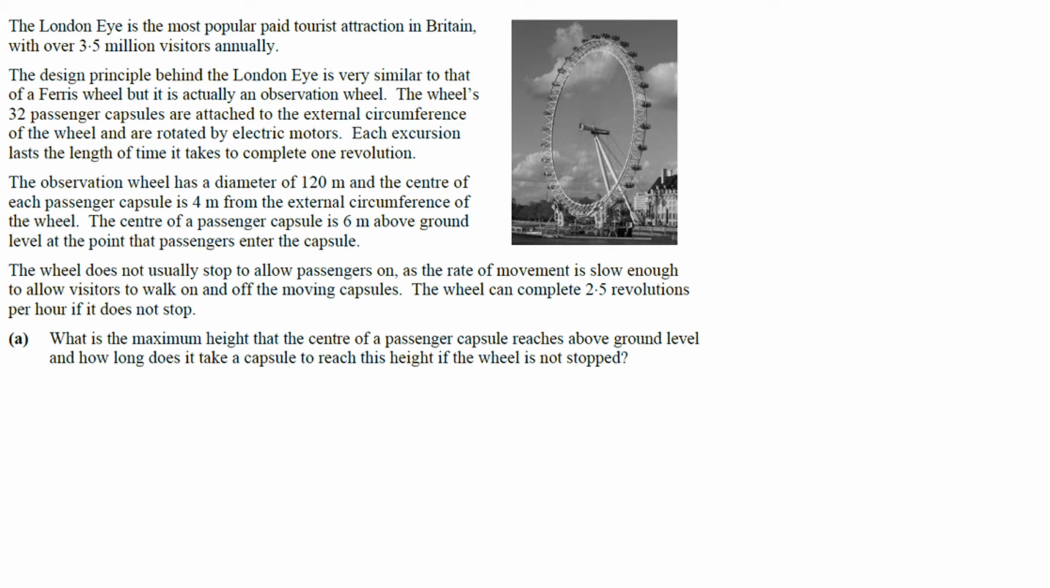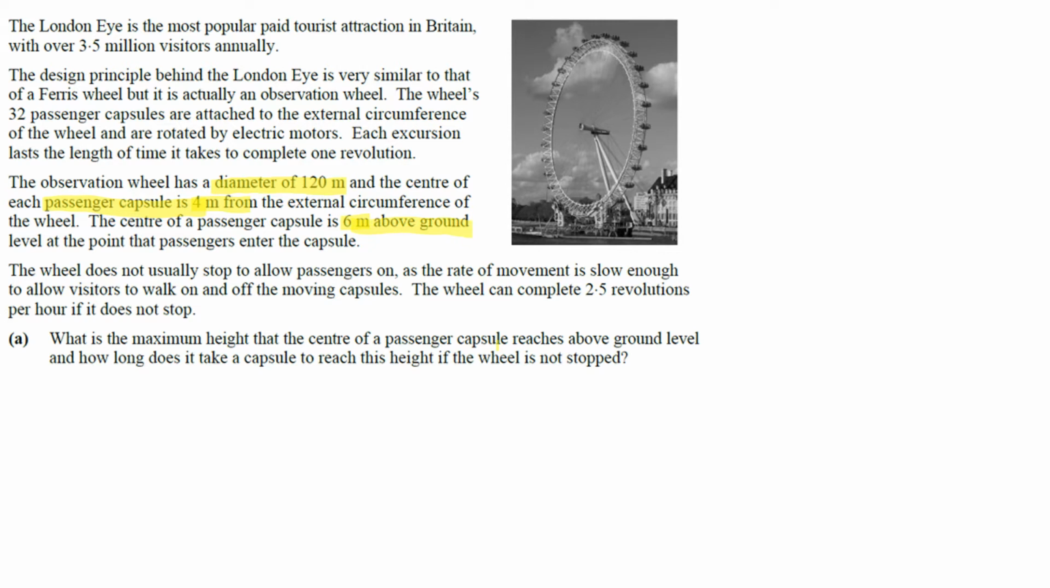Okay, so the first two paragraphs haven't a huge amount of information that will be useful. The 3.5 million could come into a question later on, or 32 passengers could come into a question, but this definitely will. So we have a diameter of 120 meters. And then it says the center of each passenger capsule is 4 meters from the external circumference of the wheel, and the center of a passenger capsule is 6 meters above the ground when the passengers enter the capsule.